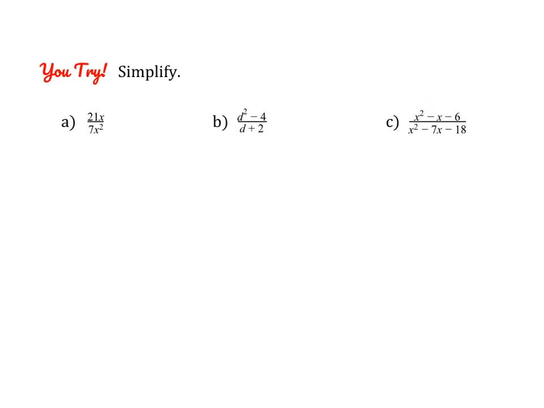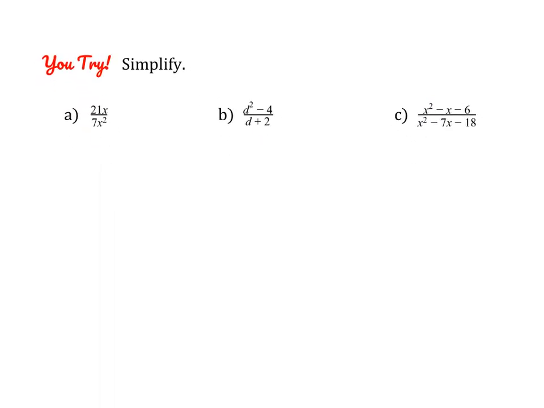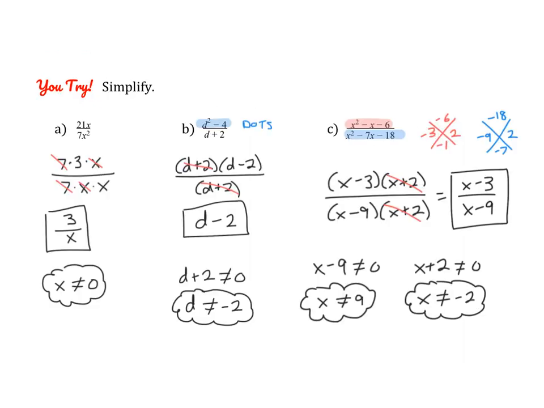Okay, go ahead and pause the video and give these 3 examples a try. All right, go ahead and check your work. So see how I wrote in factored form for part A, 7 canceled out, x canceled out, and what I have left is 3 over x. X cannot equal 0. For part B, d squared minus 4 can be factored into d plus 2 times d minus 2. That's difference of two squares. D plus 2 is a common factor, so this is my final answer. However, d plus 2 cannot equal 0, which means d cannot equal negative 2.